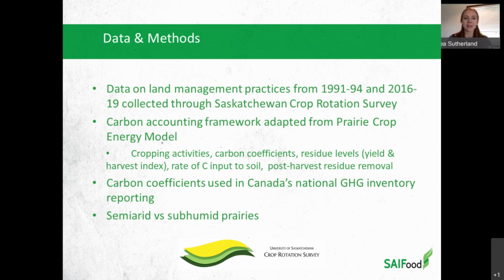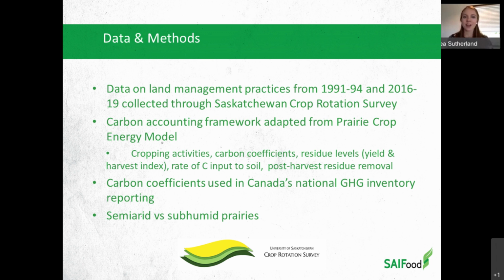So the data for my study was collected through the Saskatchewan Crop Rotation Survey. We asked farmers about their land management practices between 1991 to 1994 and 2016 to 2019, and this provided this 25-year time period. When I conducted my analysis, I used a carbon accounting framework, and I adapted this from the Prairie Crop Energy Model. So in my analysis, I looked at the cropping activities that farmers were using. So this was their tillage and summerfallow activities.